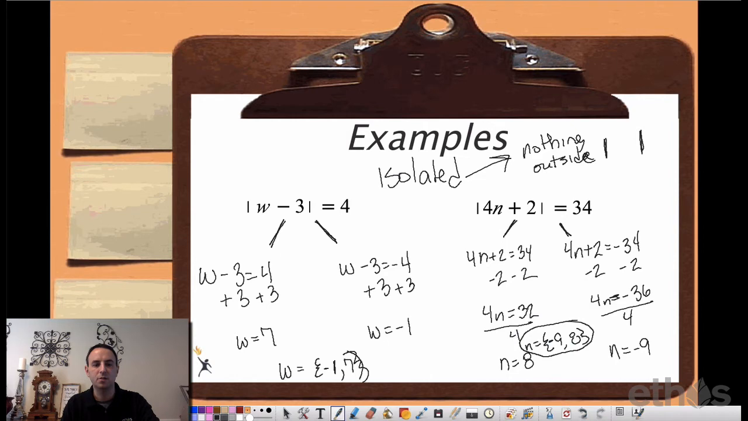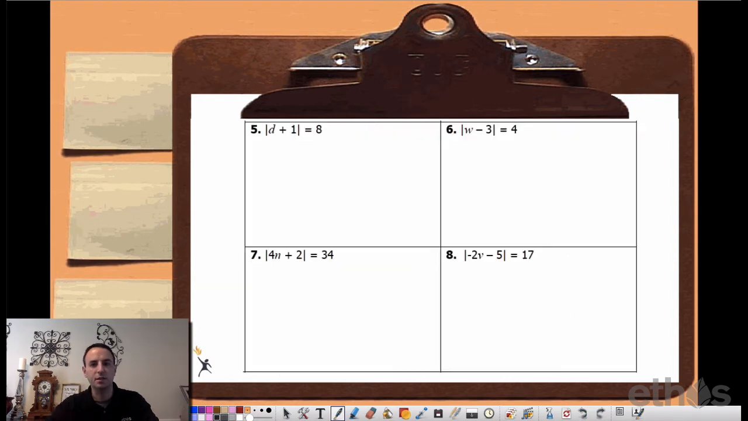Okay, good job. Let's take a look at one. Now, these are also isolated. So what I'm going to ask you guys to do is try to solve 5 and 8. Make sure you choose the correct answer, and we'll check them in just a few moments.